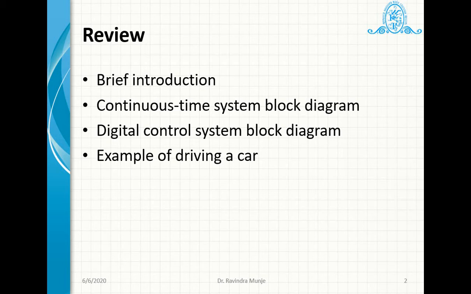On similar lines, an autonomous vehicle or an unmanned vehicle can be considered as a digital control system. That example we saw in the last lecture.